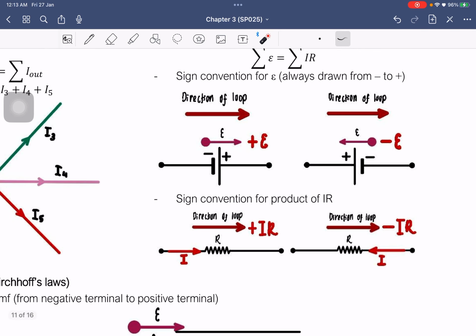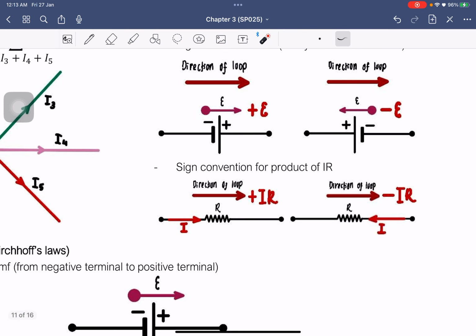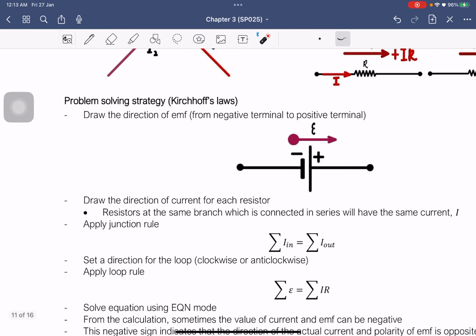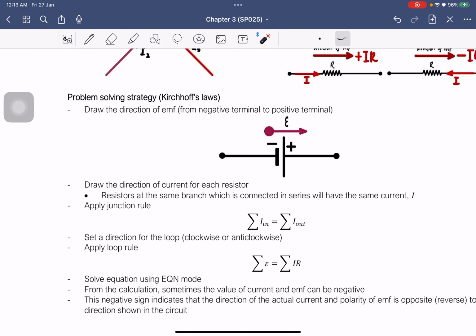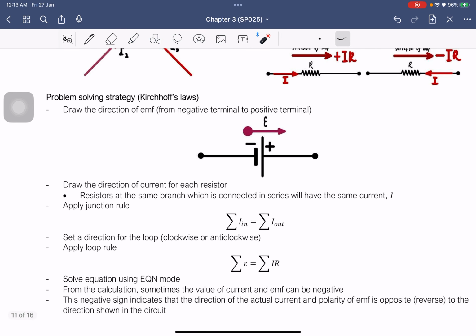Sama juga untuk product of IR, the direction of loop. Kalau the current flows in the direction of loop, it will be positive. Kalau the current is going against the direction of the loop, it will be negative. Okay? Alright. So these are the problem solving strategies untuk Kirchhoff's laws lah.